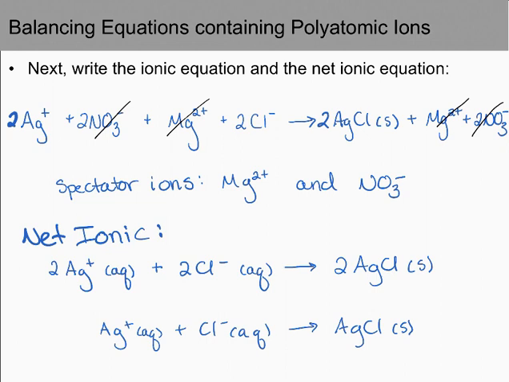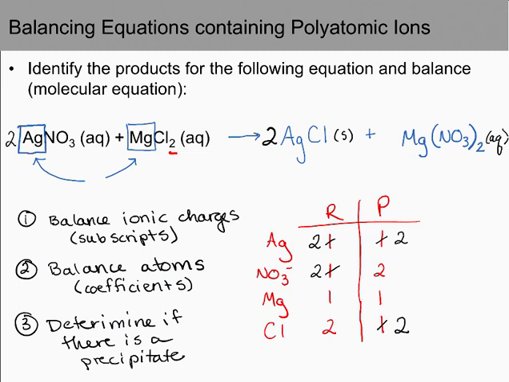So hopefully this helps a little bit with understanding ionic equations as well as double replacement reactions and precipitation reactions. So remember to balance ionic charges first when you're trying to determine what your products are. And we balance those using subscripts. And then second, remember to balance the atoms on both sides of the arrow. And in that step, we'll use coefficients. And then 3, determine if there is a precipitate.